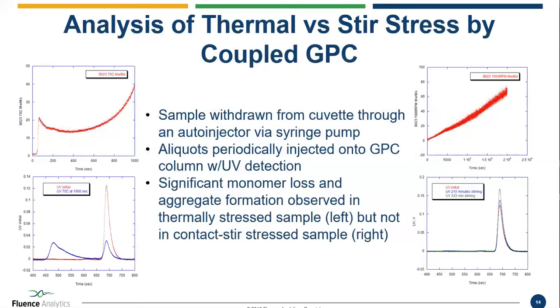But when we look at the GPC data for thermal stress, on the bottom left, you see a decrease in the monomer peak, followed by an accumulation of the aggregate peak by the time we're sampling out at 1,000 seconds. With the contact stir stress, we don't see any evidence of aggregates in there. And in fact, the initial monomer signal doesn't even really change over the course of this. So mechanistically, there's something different occurring between these samples.